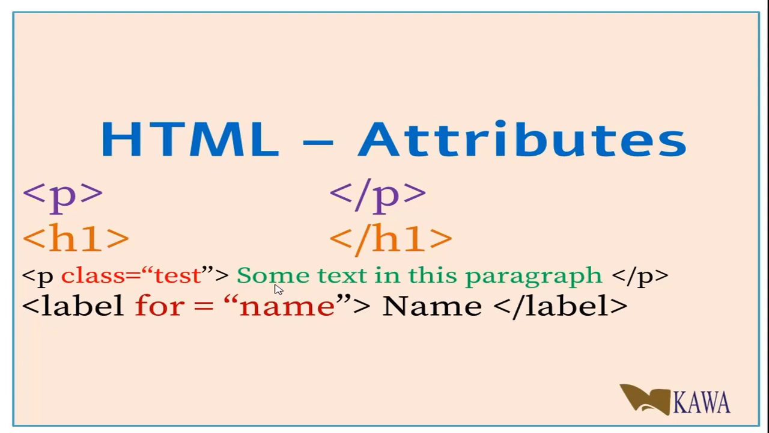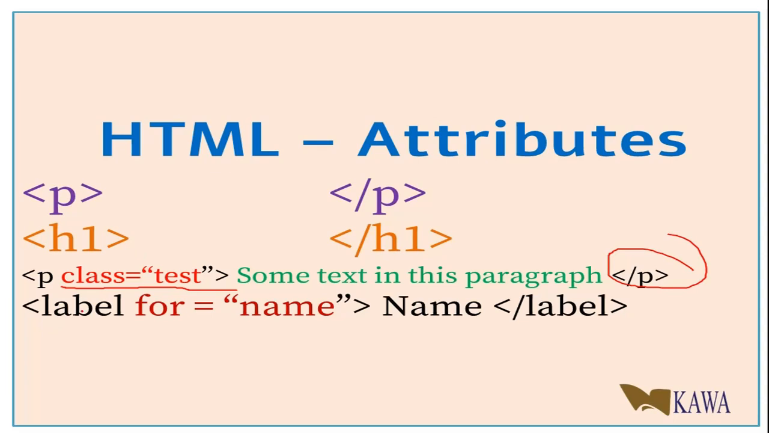Something else we need to know about attributes is that they should always be in the opening tag. Here we are opening the paragraph tag, and this is where our attribute goes, and it should not be in the closing tag. If you look at that keenly, you realize that attributes always come in an opening tag, and should never be in the closing tag. So that's how attributes work.